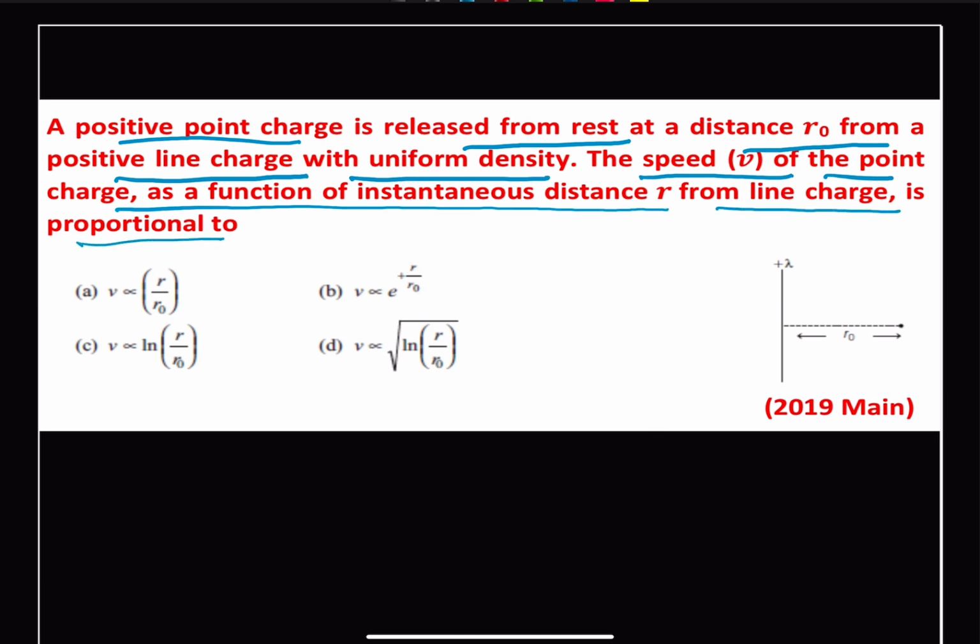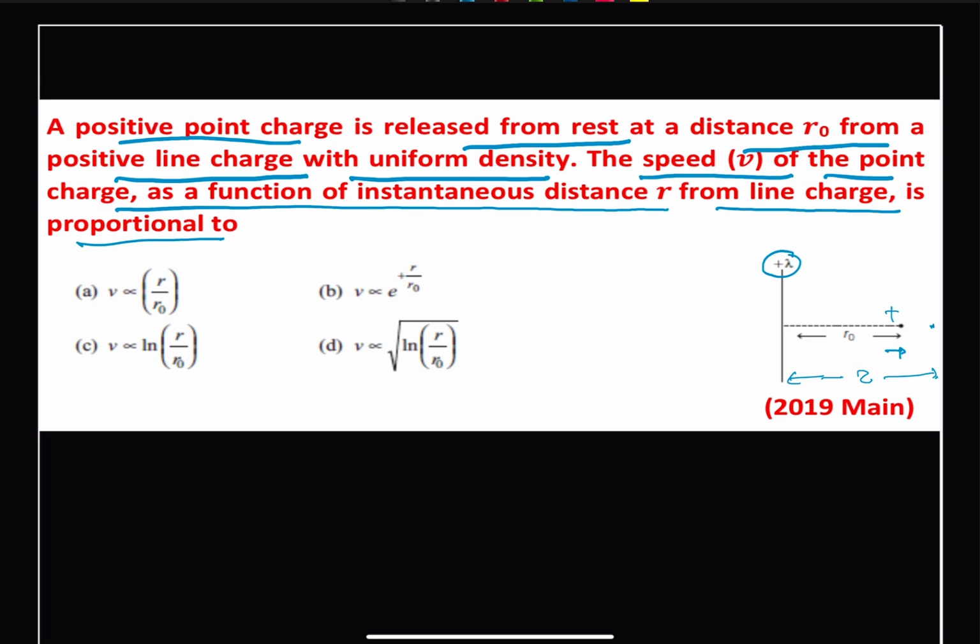So the basic figure is given to us. We have a line whose charge density is given as plus lambda, and we have a point charge that is also positive. Obviously there will be a repulsion between them, so this point charge will be moving towards the right side. The initial distance will be r0, and our final distance, let us suppose somewhere here, is r. We need to find out the speed.